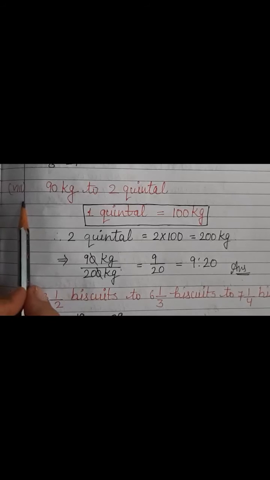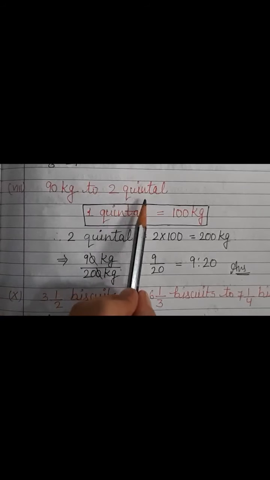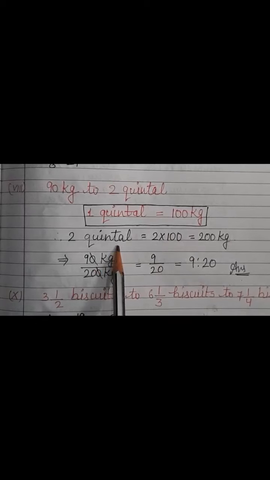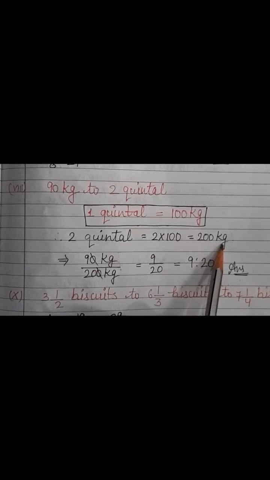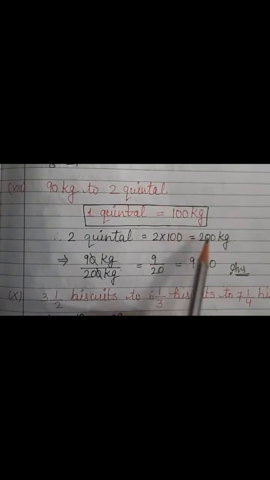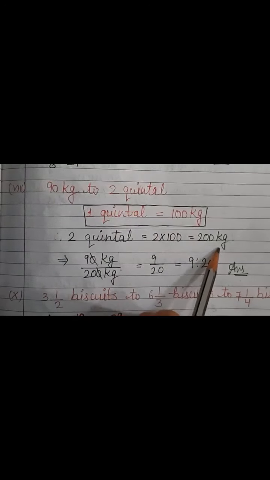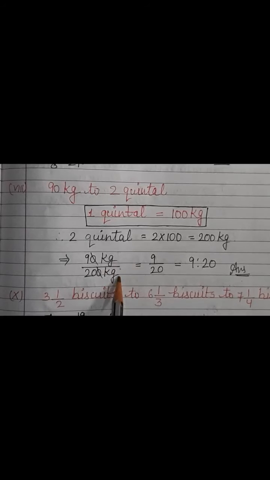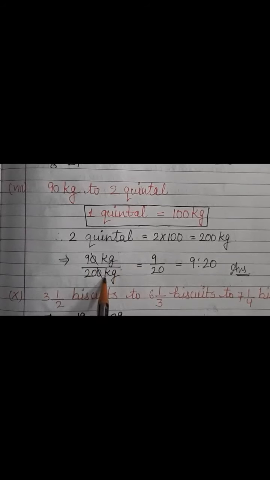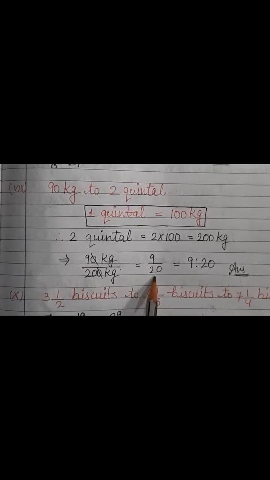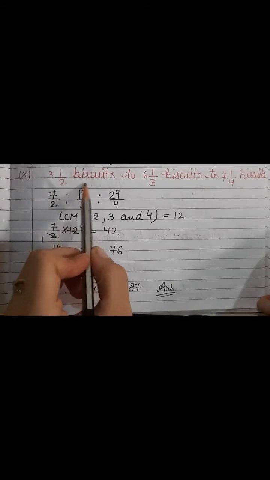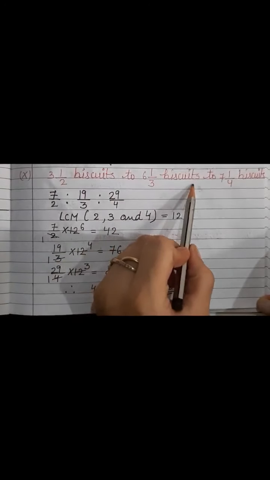Now 8th part, 90 kg to 2 quintal. We know that 1 quintal is equal to 100 kilogram. So 2 quintal will be equal to 2 into 100, 200 kilogram. Right? Now in these two quantities the units are the same, kilogram. Now we can find its ratio, 90 kilogram upon 200 kilogram, in the form of A upon B. Now simplify, 0 to 0 we can cancel out, 9 upon 20, and its ratio form will be 9 is to 20.